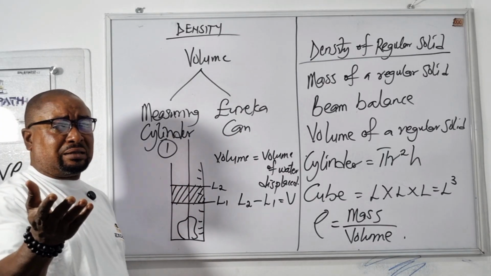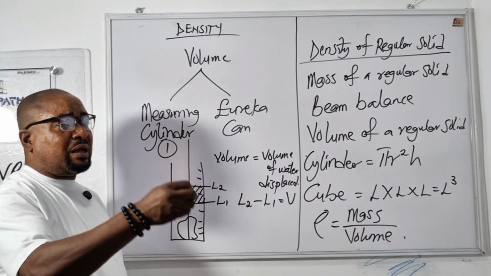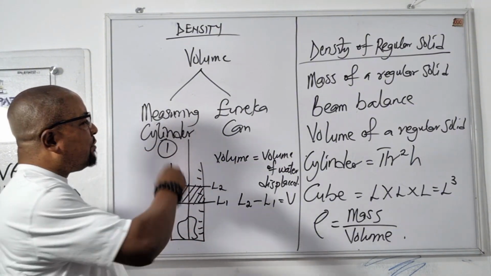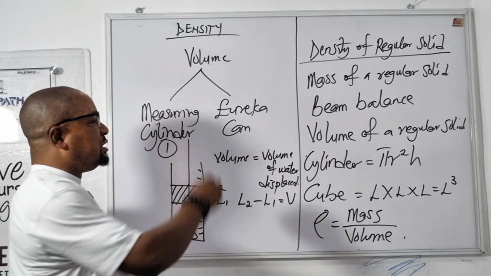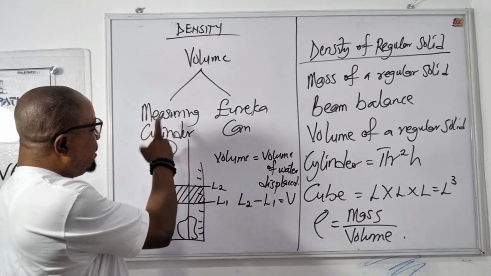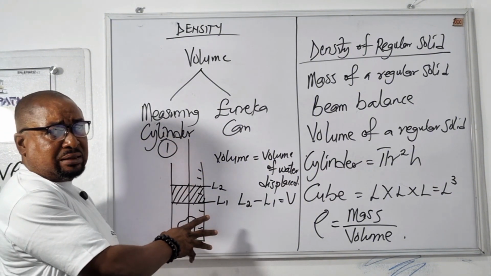Now they can ask you in exams, how can you measure the volume of a shapeless solid? You tell them we have two ways of doing it. You say that we use the measuring cylinder method or the Eureka can method. Now, with the measuring cylinder, I believe we can do that right now. That one is very easy. You can see it on the board.